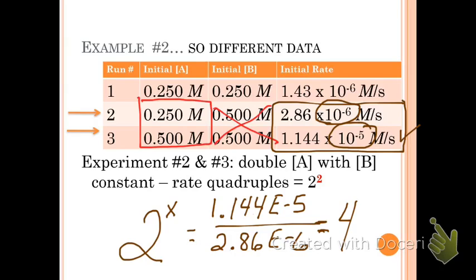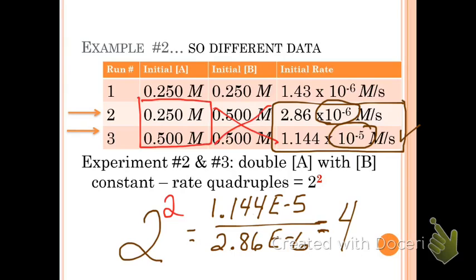All right? 2 to what power is equal to 4? 2 to the second power is equal to 4. So that takes care of reactant A.